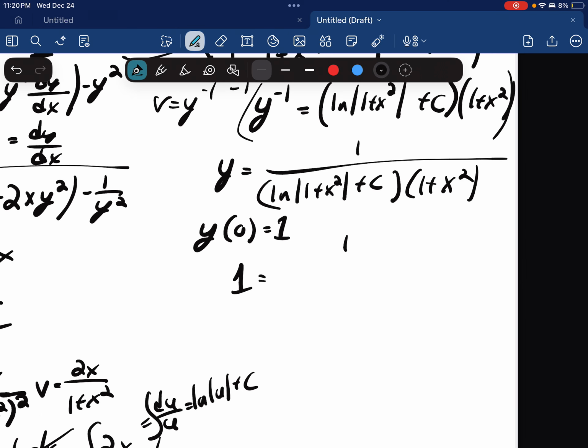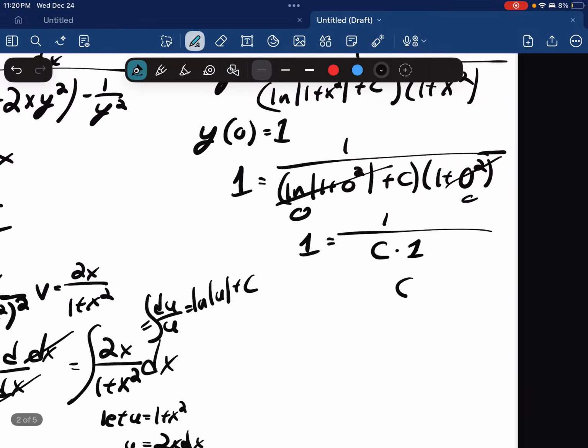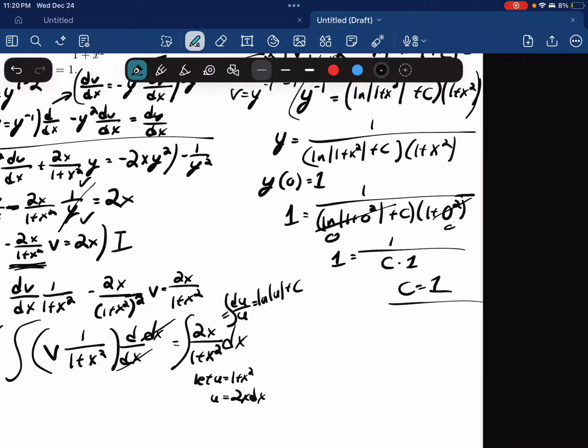So 1 equals 1 over natural log of 1 plus 0 squared plus c, times 1 plus 0 squared. Natural log of 1, we know, is 0. This is also 0, because 0 squared is 0. So 1 equals 1 over c times 1. So we know that c is equal to 1.